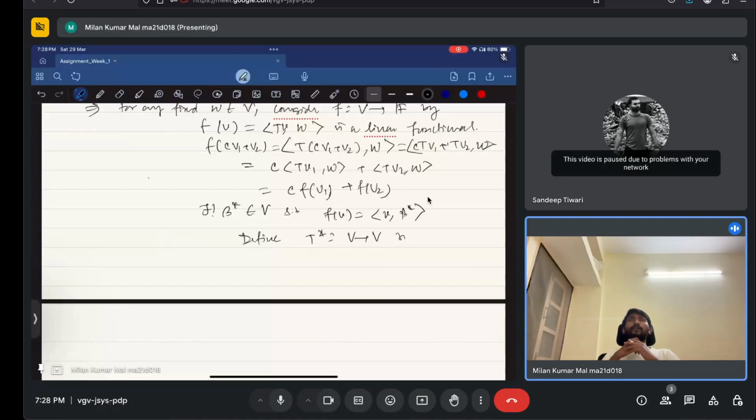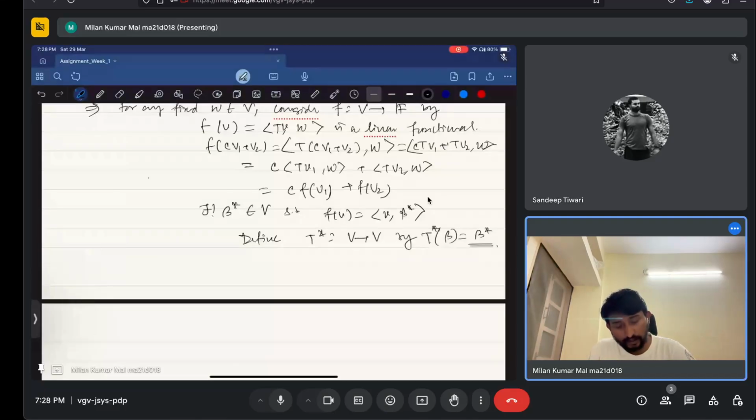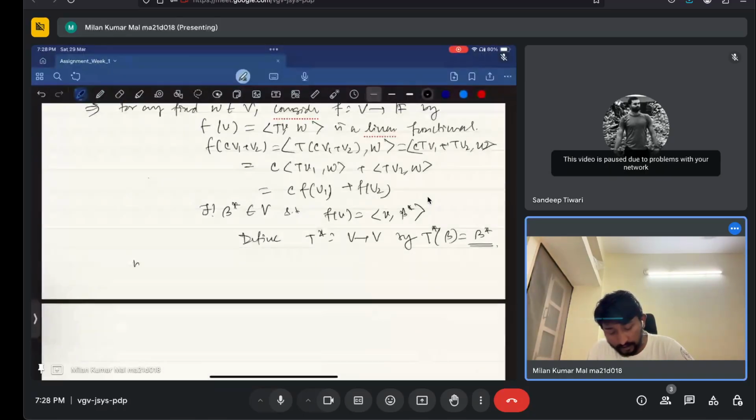Why is it conjugate linear? No, this is linear. Define T star this way. One can check this is a linear operator.